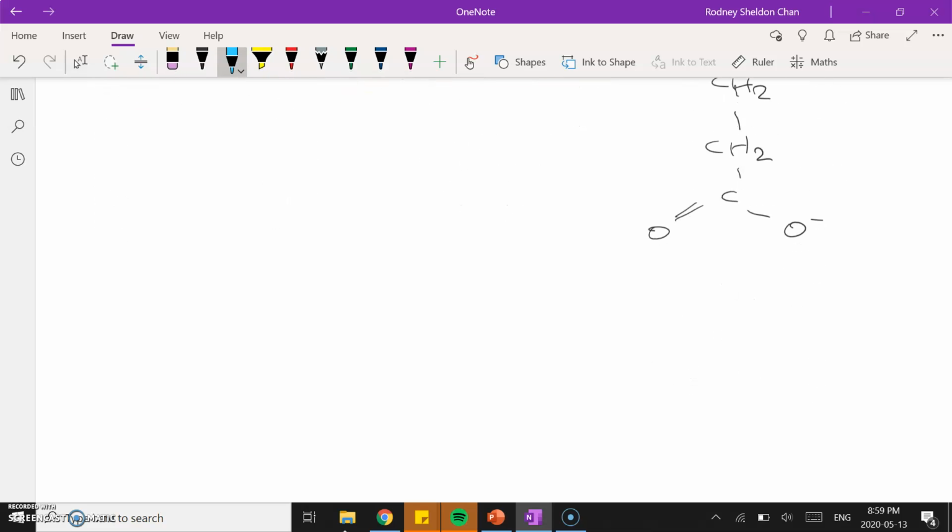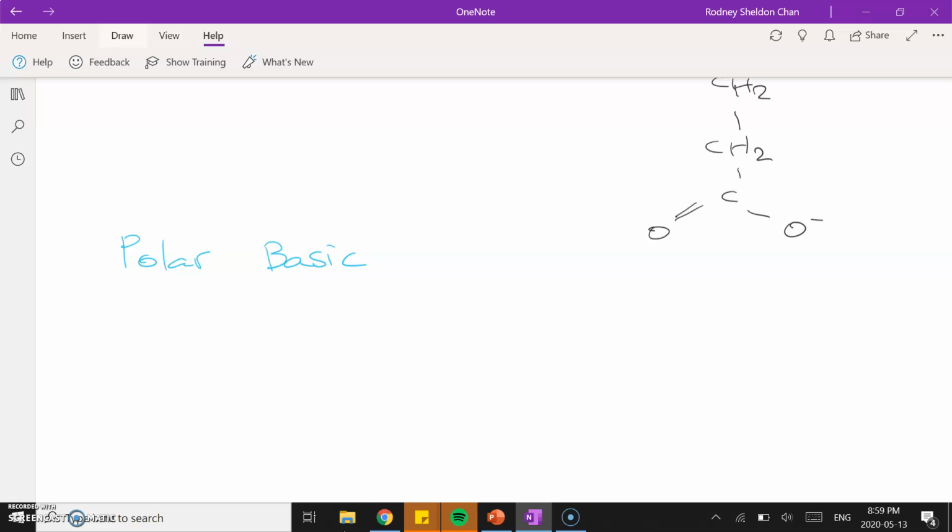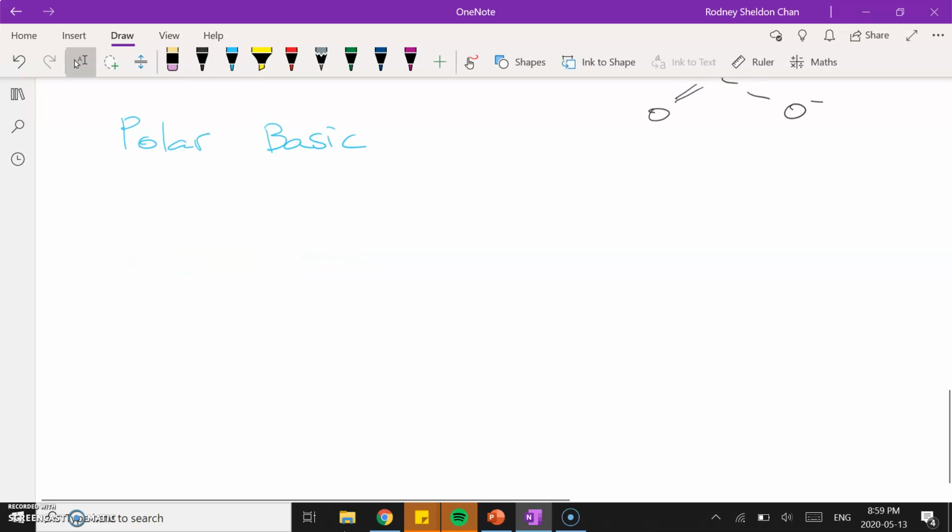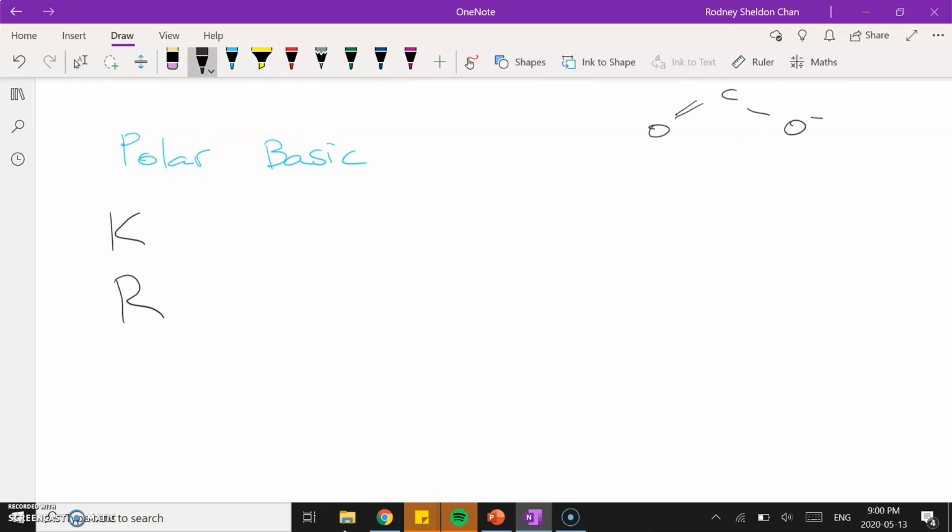Next we will do polar basic. That was acidic, now we're at basic. And there's 3 to memorize here. This is lysine, and R is arginine. And then we have H, histidine. So I remember this as LARK, lark, like this way.